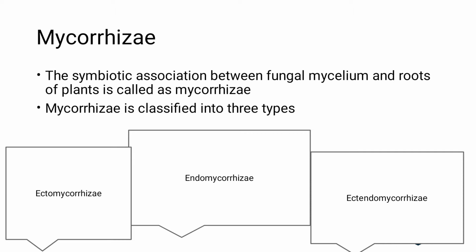This is called mycorrhiza. The definition of mycorrhiza is the symbiotic association between the fungal mycelium and the roots of a plant. And mycorrhiza is classified into three types: ecto-mycorrhiza, endo-mycorrhiza, and ecto-endo-mycorrhiza.